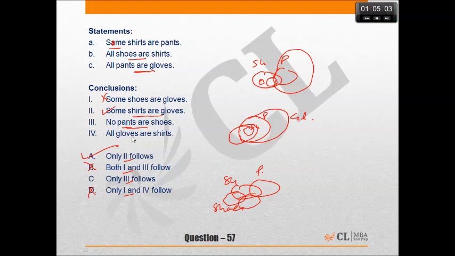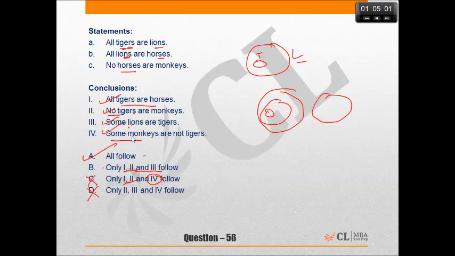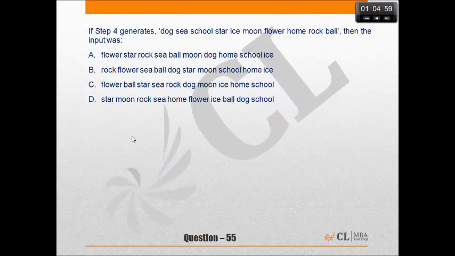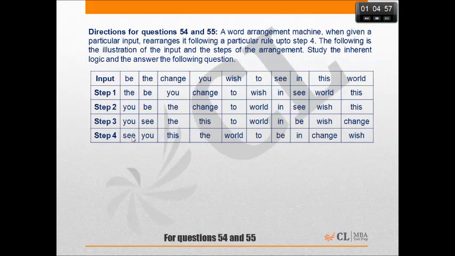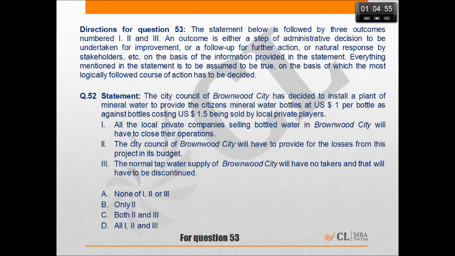Let me go back now. This I don't want to do. 54, 55 is my weak area. Let me look at this one. 53. See outcome number 1 to 3. Outcome is either a step of administrative decision to be undertaken, improvement, follow-up, etc., or a natural response by stakeholders. Everything must be assumed on the basis of the information.